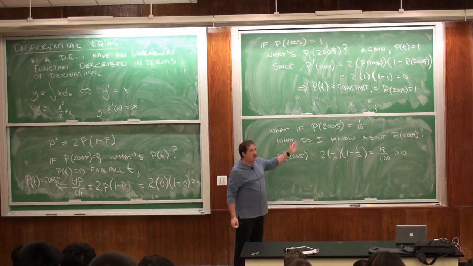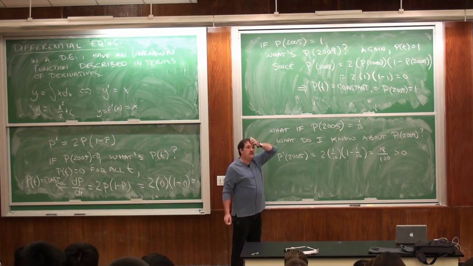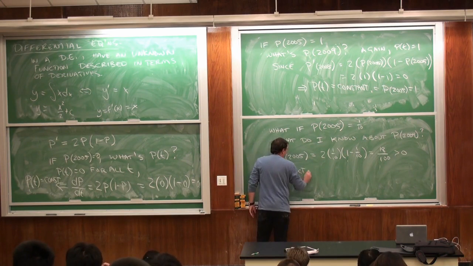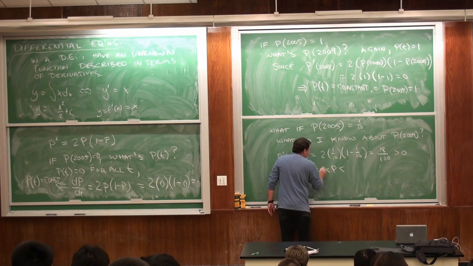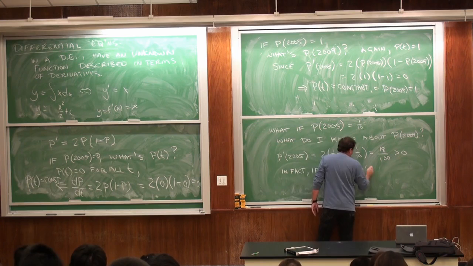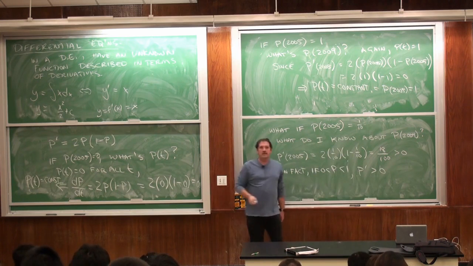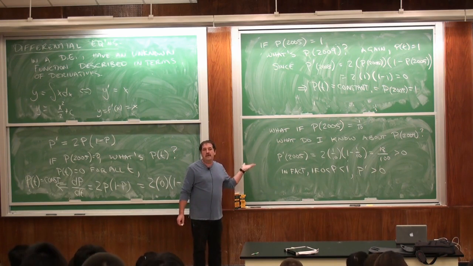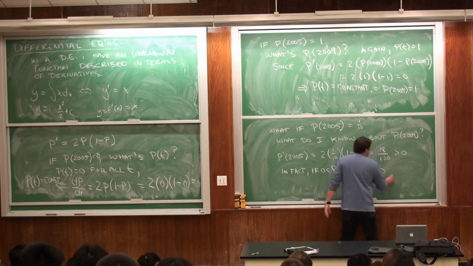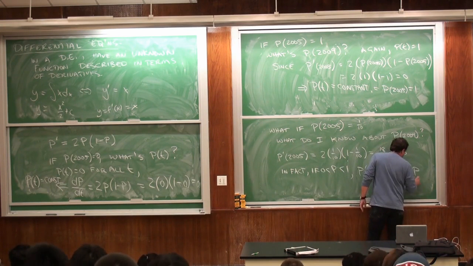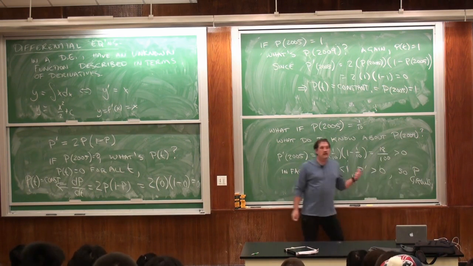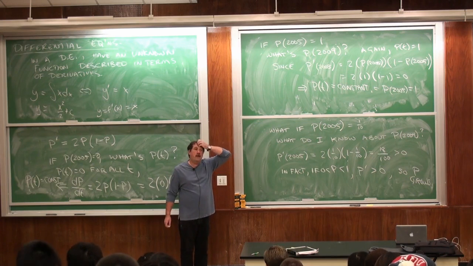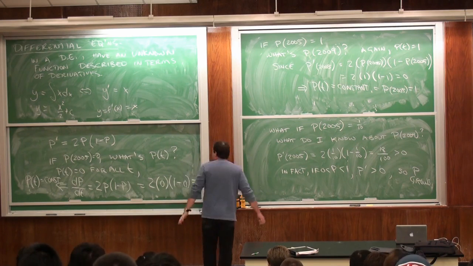And in fact, if you look, for all populations between 0 and 1, P prime is bigger than 0. So that means that the population will grow, but that's about all we know. Because P is an increasing function for values between 0 and a tenth, but that's about all we know. Let me come back to this notion.